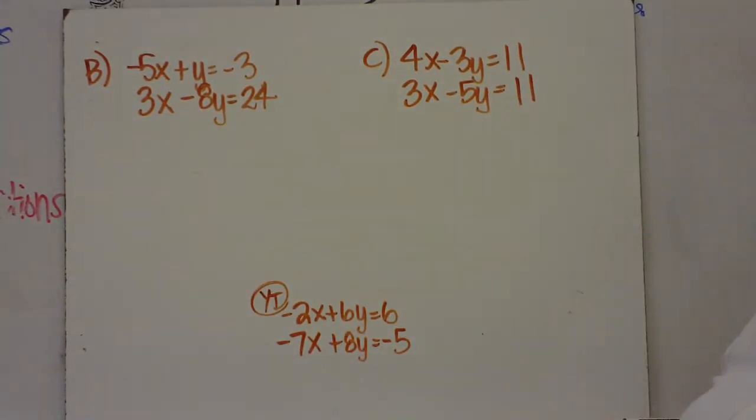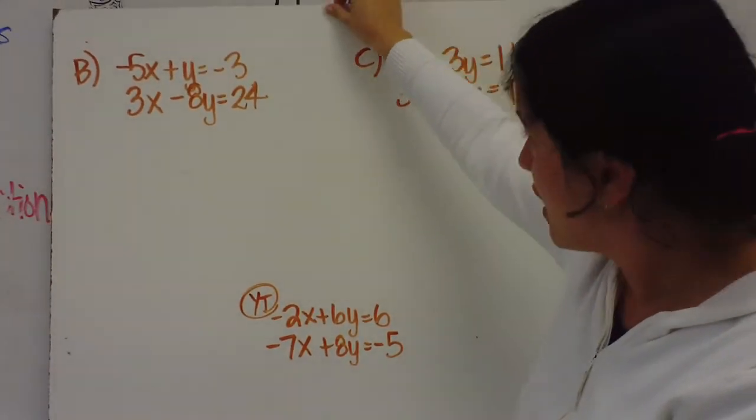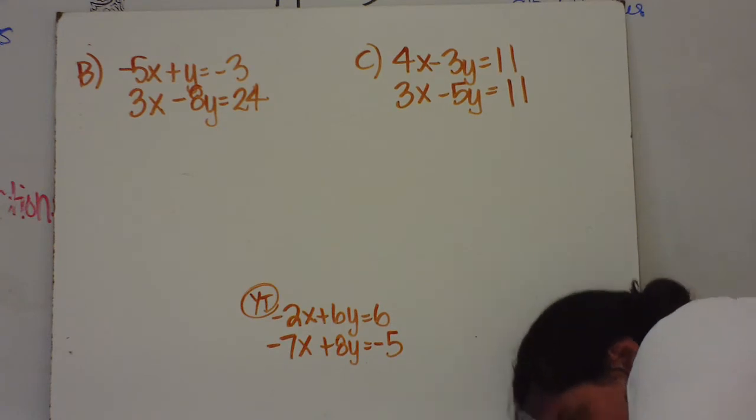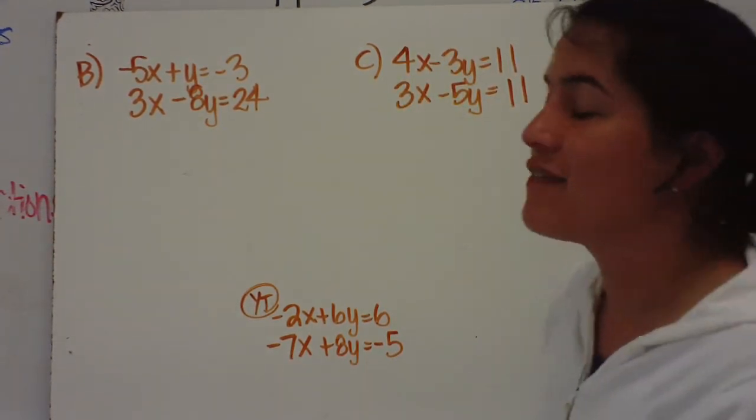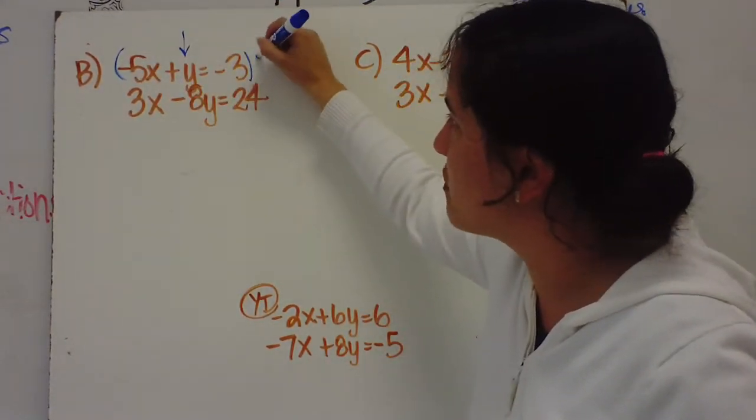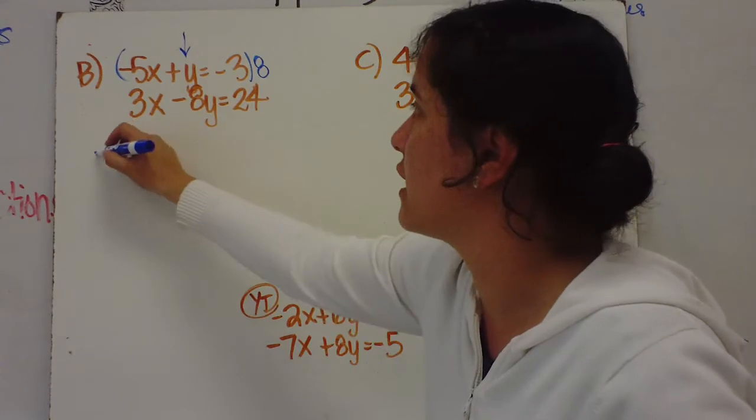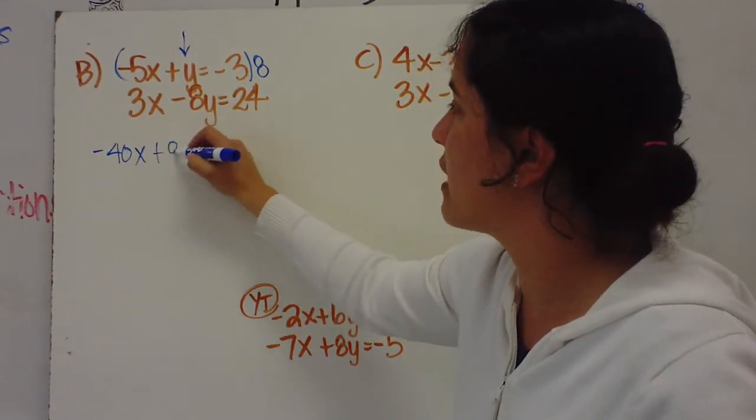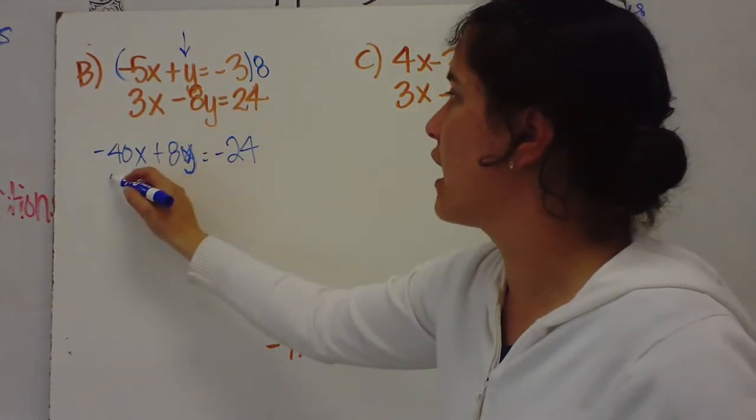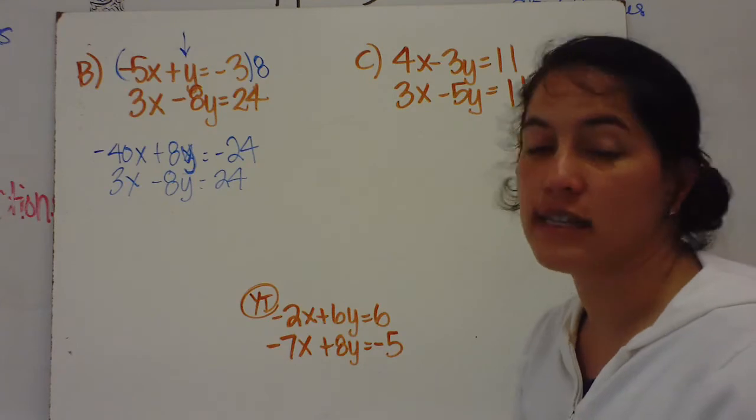Okay? So here we go. Negative 5x plus y and 3x minus 8. So in this one, I see that if I multiplied this equation by 8, then both of those would be an 8. So I'm going to multiply this entire equation by 8, and I get negative 40x plus 8y equals negative 24. Then I copy down the equation below it so I can see.